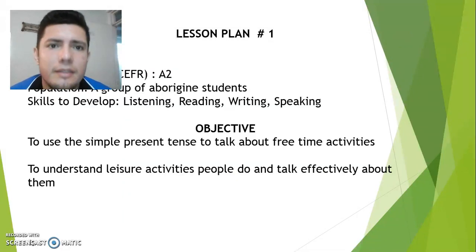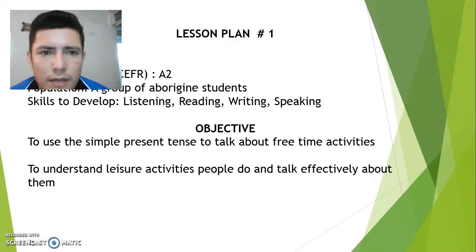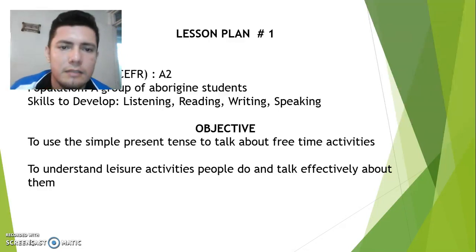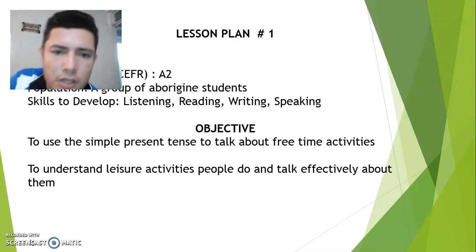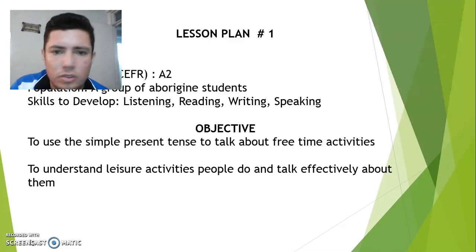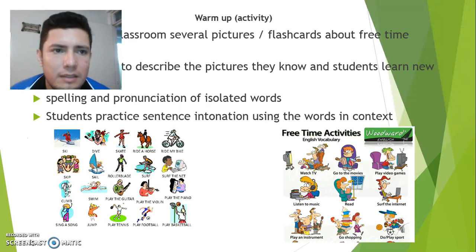So this is my design plan for this kind of population. The students will be level A2, a group of Aboriginal students. Skills to develop: listening, reading, writing, and speaking. There are two principal objectives: to use the simple present tense to talk about free time activities, and to understand leisure activities people do and talk effectively about them.